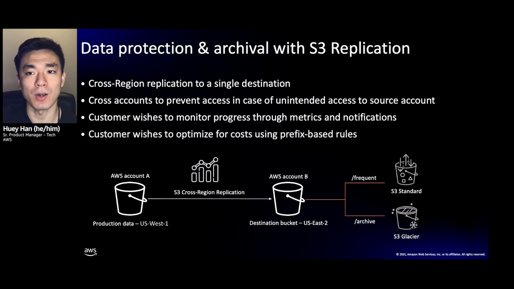Lastly, this customer also wants to optimize for storage costs. So what they did is they used prefix-based rules to replicate some of the production data into S3 Standard storage and the remaining data into the S3 Glacier storage class. Prefix-based replication rule is a very useful feature that gives you granular control on what to replicate. And for this customer, data that does not need to be accessed but still needs to be retained is in the /archive prefix, and this data goes into S3 Glacier for cost optimization.